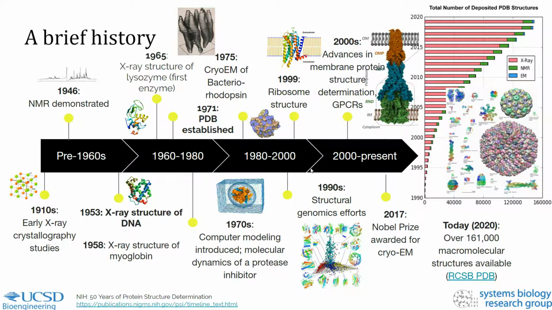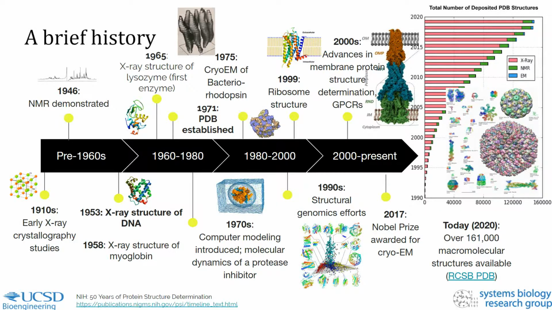First, let's take a brief look at the history of structural biology. In the early 20th century, the first crystallographic studies were conducted on salt crystals. 43 years later, in 1953, X-ray crystallography was famously used to determine the double helix shape of DNA. 5 years later, myoglobin became the first resolved protein structure. As X-ray crystallographic techniques were refined, larger and larger protein structures could be resolved, culminating with the structure of the ribosome being solved in 1999.